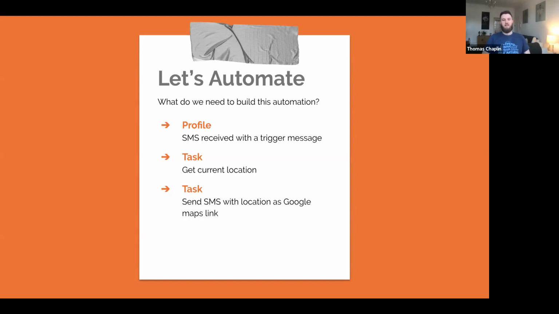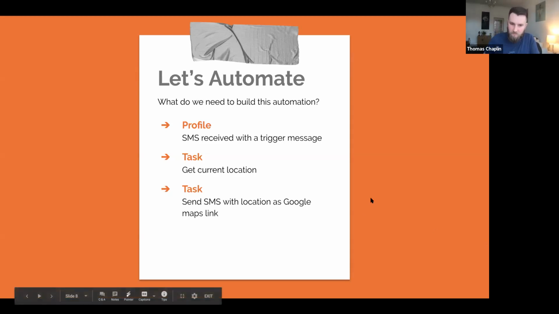So essentially, if you were to read that as Cucumber, it would be: given I receive a text message with string #trigger, get my current location, and then reply to the number received of the text message with the location of the Google Maps of the device.